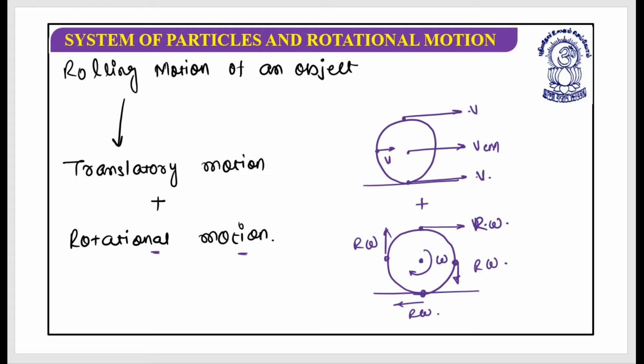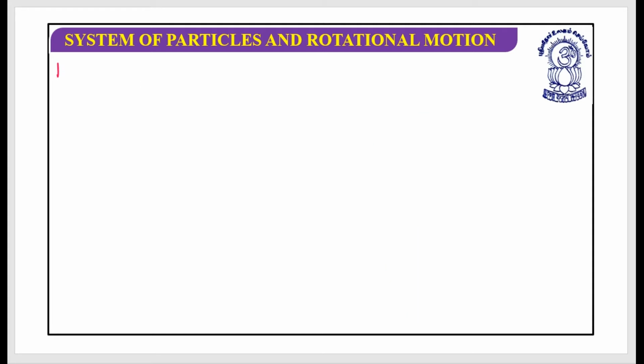So can we do this? That is, what rolling is and how it is supposed to behave? Is it clear? So let's begin then. The rolling motion of an object.